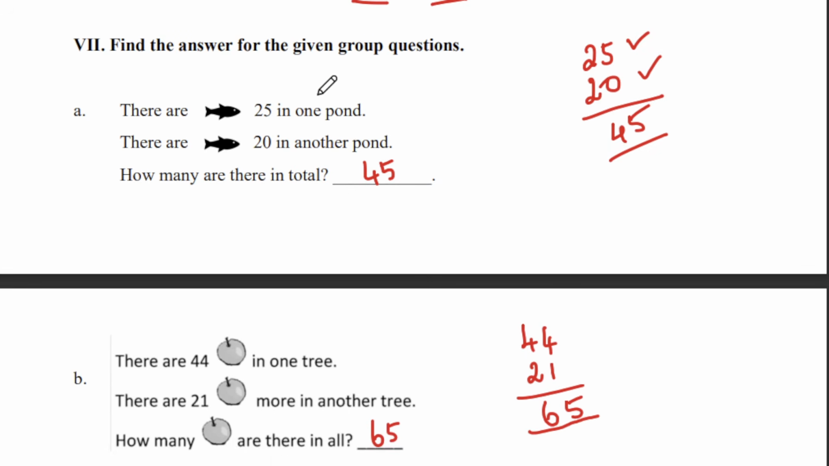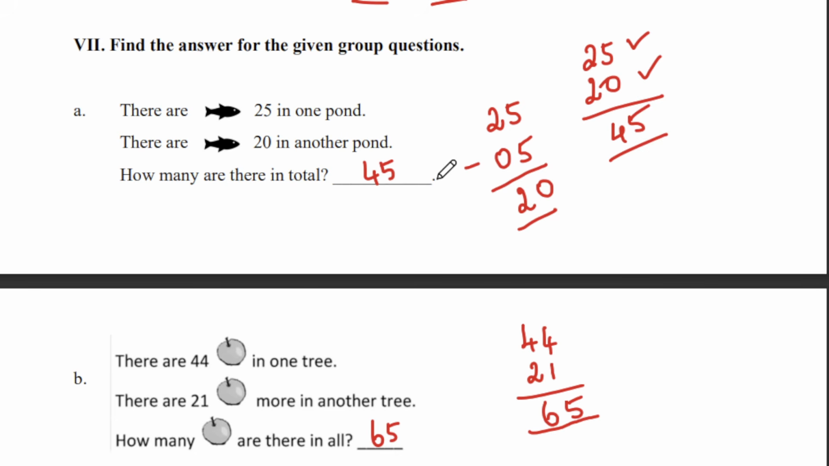There are 25 fish in one pond. 5 fishes were caught by a fisherman. How many fishes are left? So 25 fishes are there in the pond, and if 5 fishes were caught, we have to subtract. 5 minus 5 is 0, 2 minus 0 is 2, so 20. How many fishes will be left in the pond? 20 fishes. Like that also they will ask you questions, students.